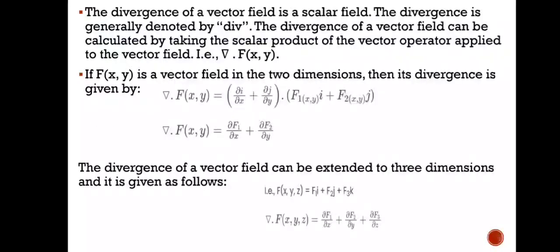The divergence of a vector field is a scalar field, and the divergence is generally denoted by div. The divergence of a vector field can be calculated by taking the scalar product of the vector operator applied. If F(x, y) is a vector field in two dimensions, then its divergence is del by del x plus del by del y, dotted with f1(x, y)i plus f2(x, y)j. The divergence of a vector field can be extended to three dimensions and is given by del f1 upon del x, plus del f2 upon del y, plus del f3 upon del z.